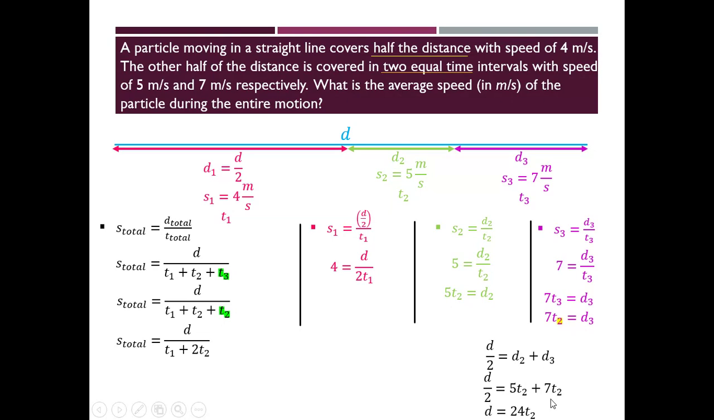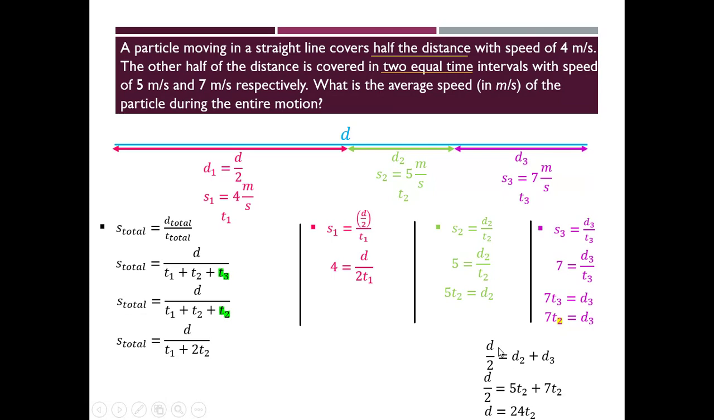So if we clean up a little bit, it would just be D is equal to 24T2. It's 24 because, well, this is 12T2, and then to get D by itself, you would multiply both sides by 2. So therefore, 12 times 2 is 24. Okay, that's where the 24 comes from.